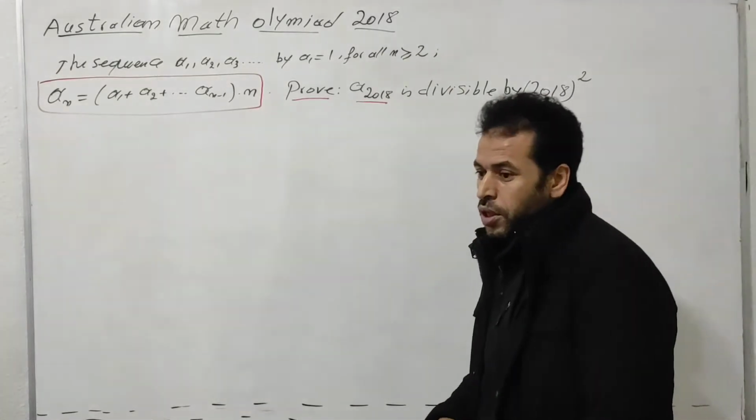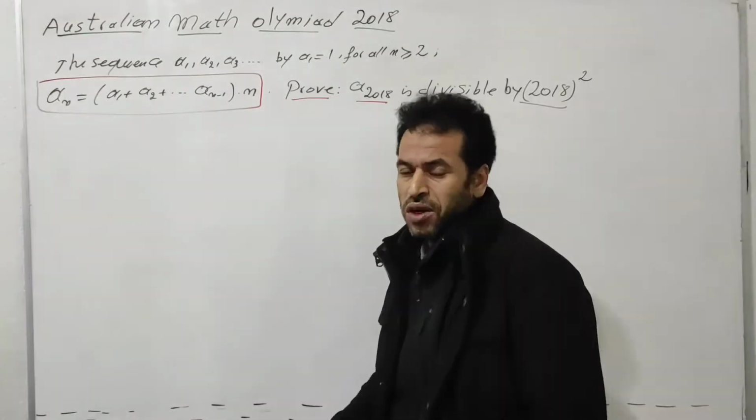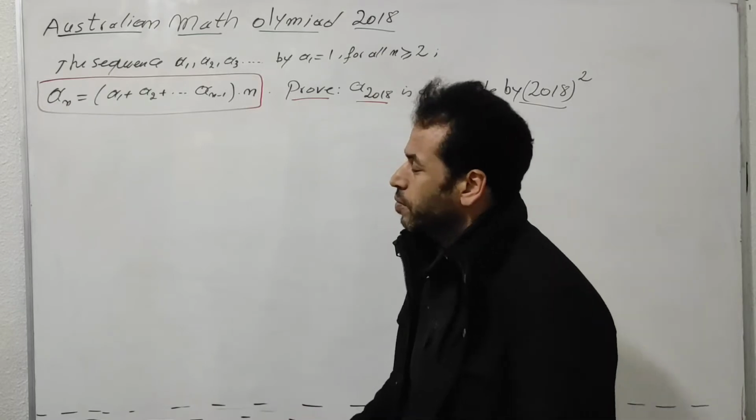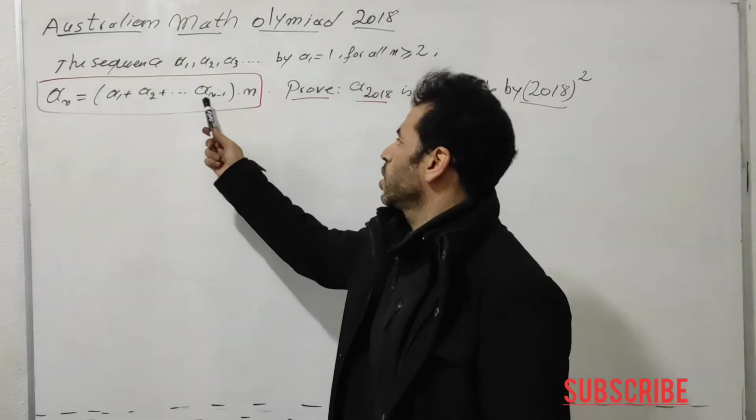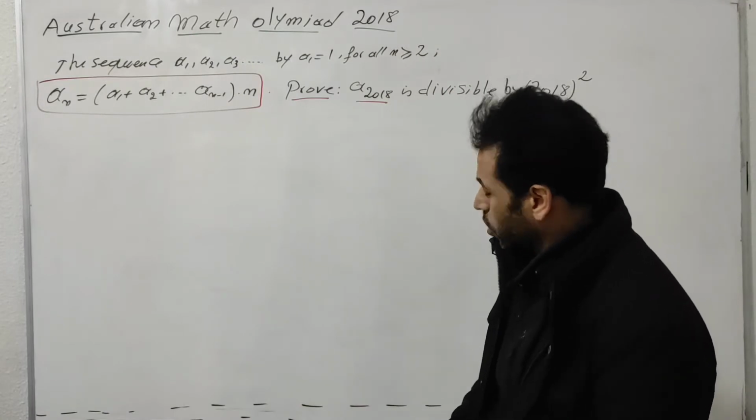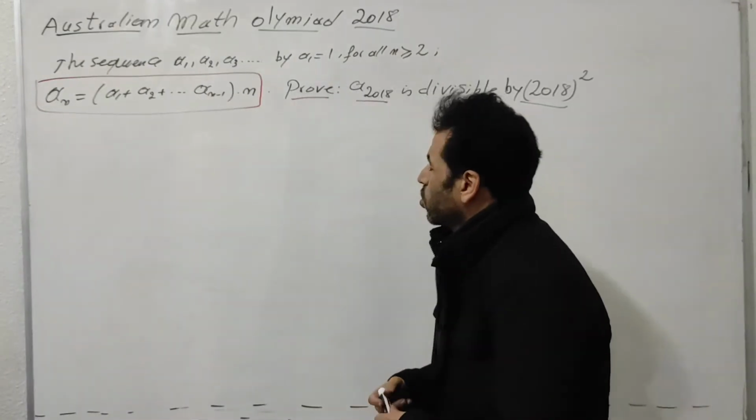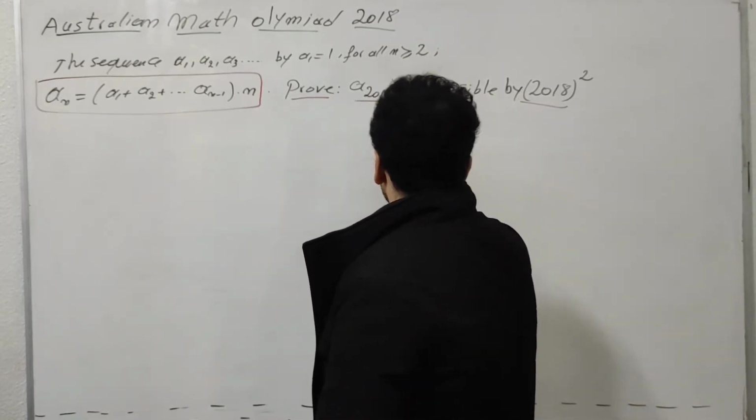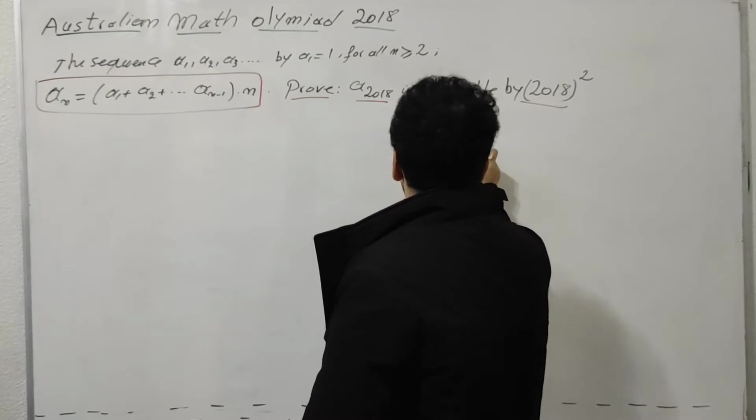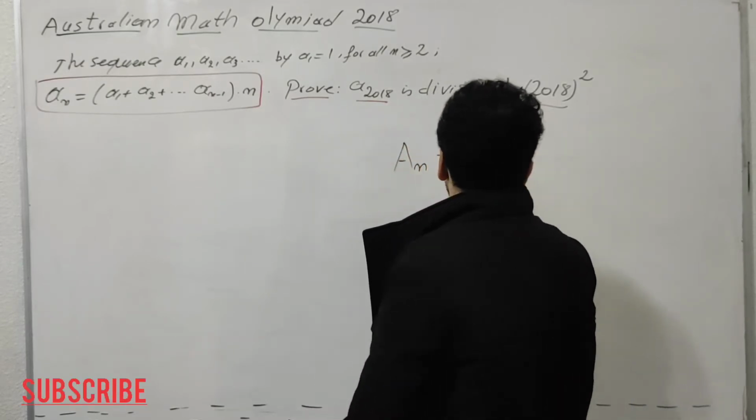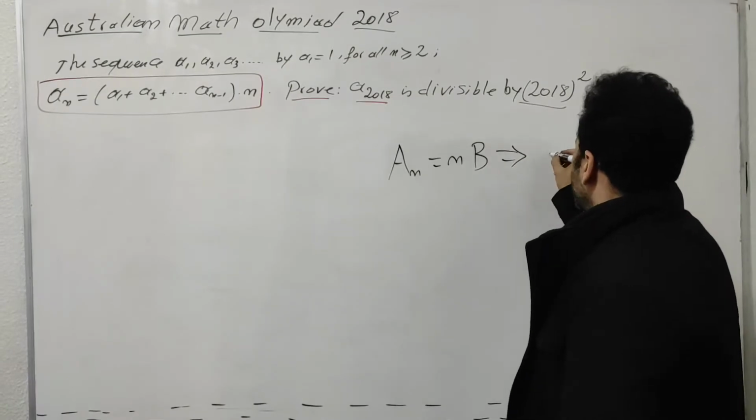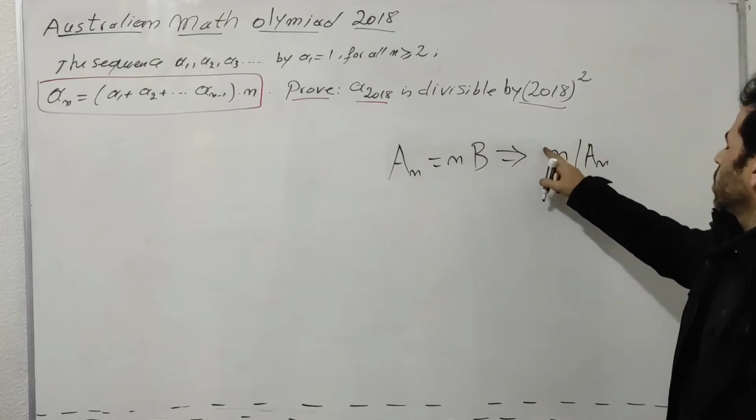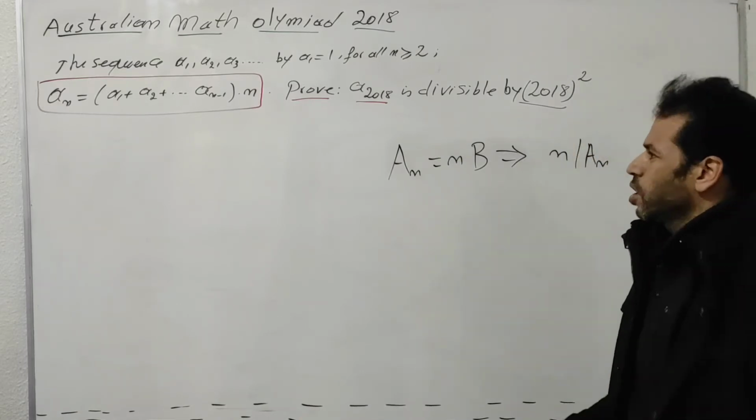In fact it's a very straightforward problem. We are going to play around with these terms in terms of n. We are going to find a relationship between these terms and index n, and transform this into the form, for example, a sub n equal to some B multiplied by n. This implies n divides a sub n. By replacing n with 2018, if you arrive here, that means you are done with this problem.